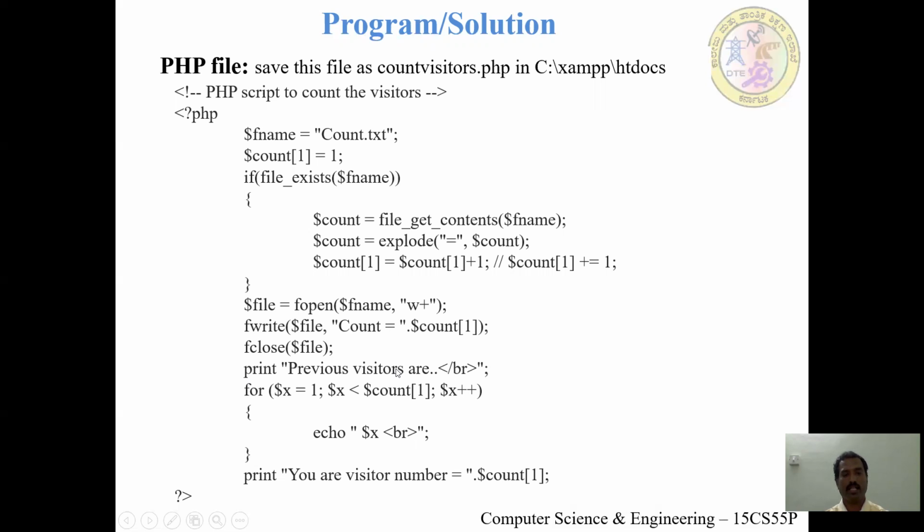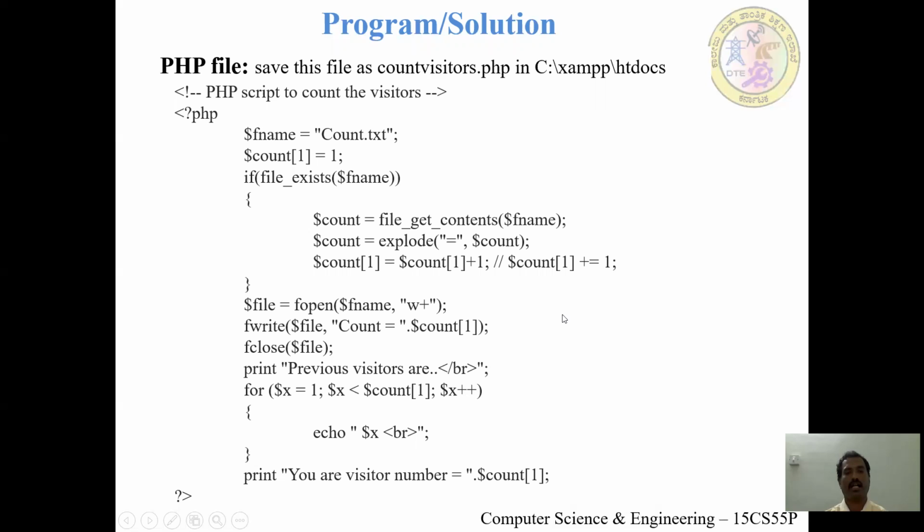Also, to print the previous number of visitors, we can use the for loop. We use the for loop: x equals 1, x less than count of 1, x plus plus. For every run, we can print the x value, echo x. At the last, print your visitor number is dot count. So it prints whatever is in count at the end. Okay, so close it with the question mark and angular bracket. Save this file as count visitor.php in XAMPP htdocs folder.